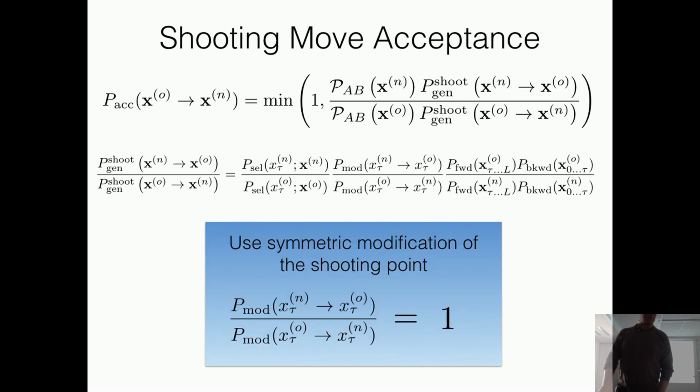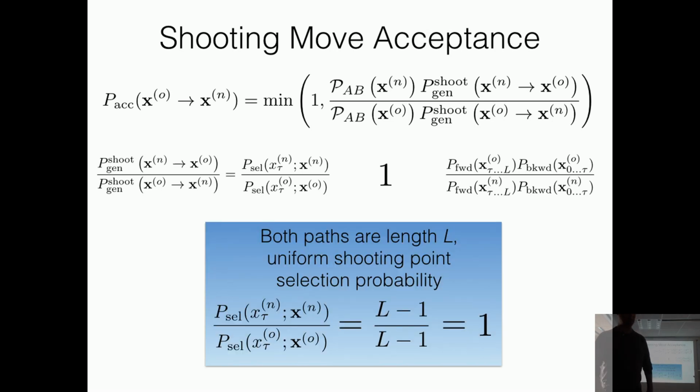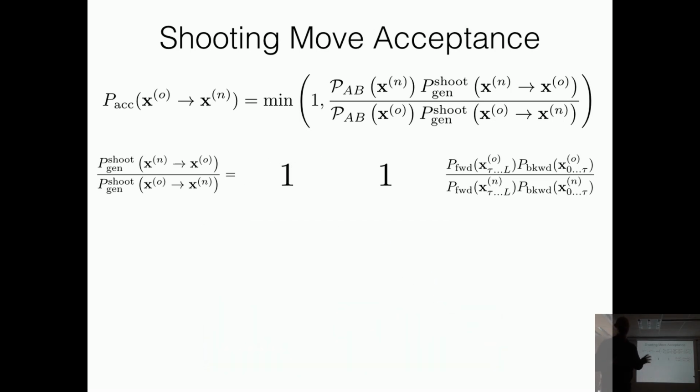First off, we said that we're going to use a symmetric modification of the shooting point, so that part of the ratio becomes 1. That already feels a lot better. Second, the shooting point selection probability is 1 over L, or 1 over L minus 1. 1 over L minus 1 divided by 1 over L minus 1 is going to be 1. So that part goes away. Now we've got it massively simplified. Life's a lot easier now. And I'm just going to take this thing and put it up here now, because that's what I have. So on the next slide, that's just moved up there.